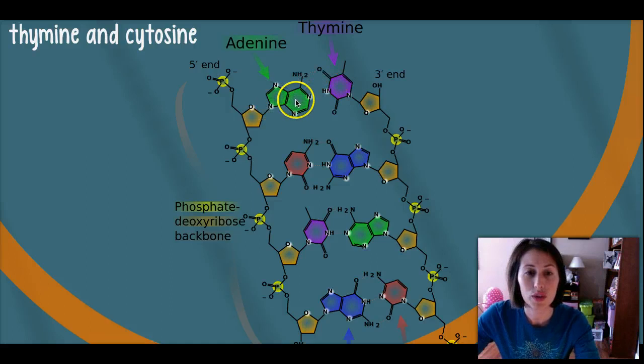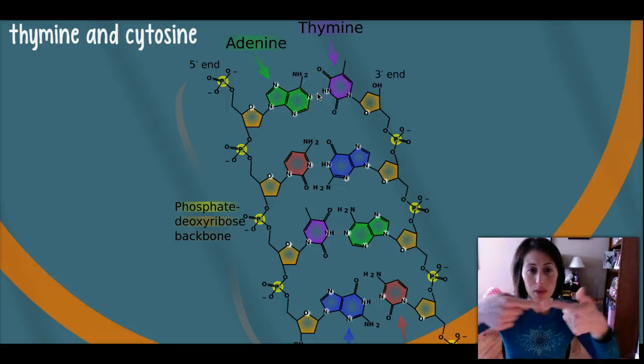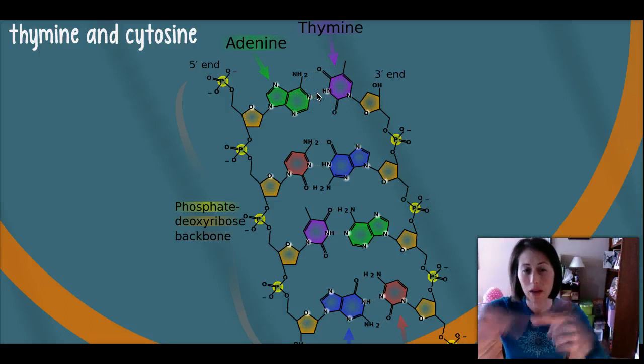So there is going to be a 2-ring structure paired with a 1-ring structure, okay? We also have, you can see these itty bitty yellow dots, those are hydrogen bonds. So those are what help keep those nucleotides attached to each other, almost like a magnet, okay?